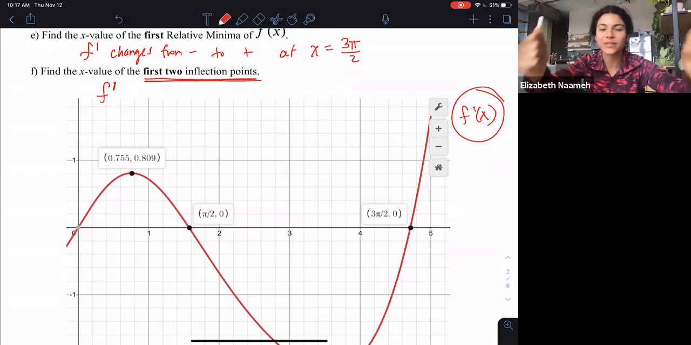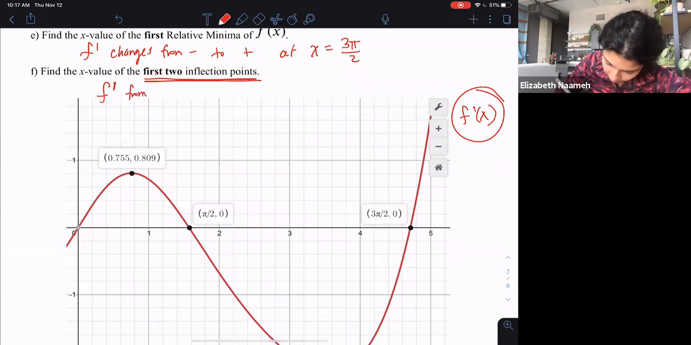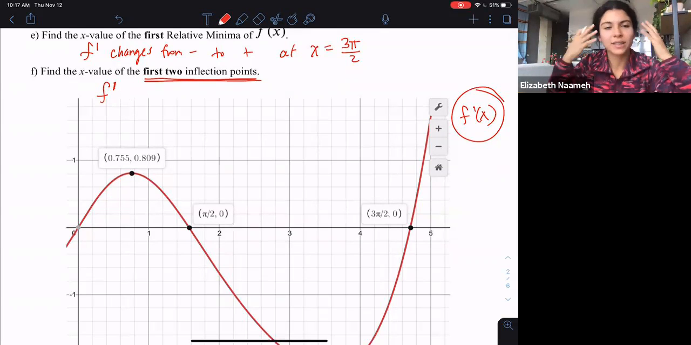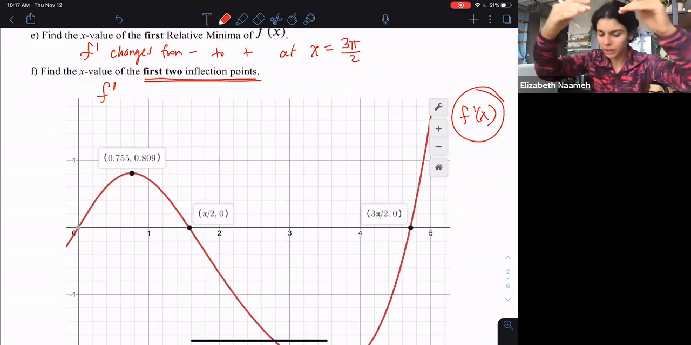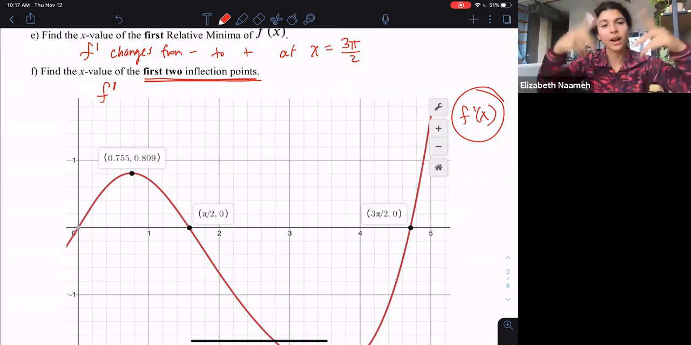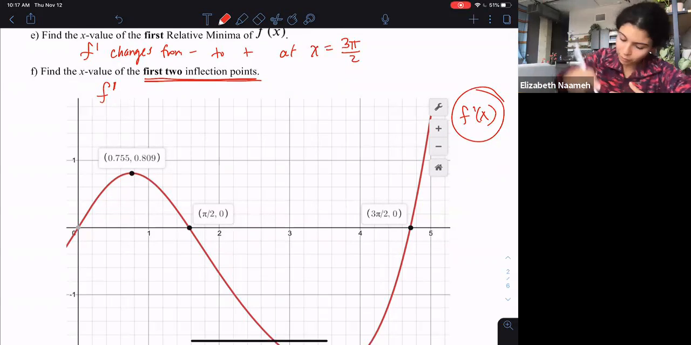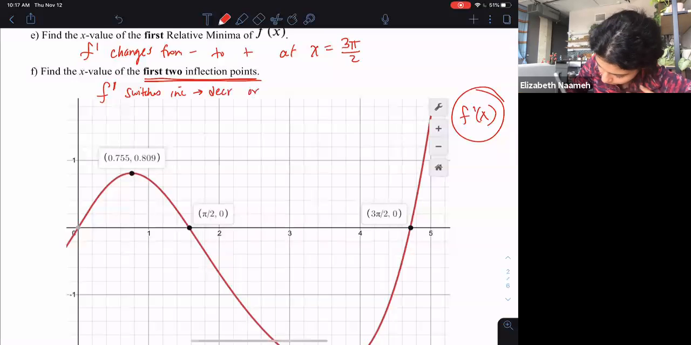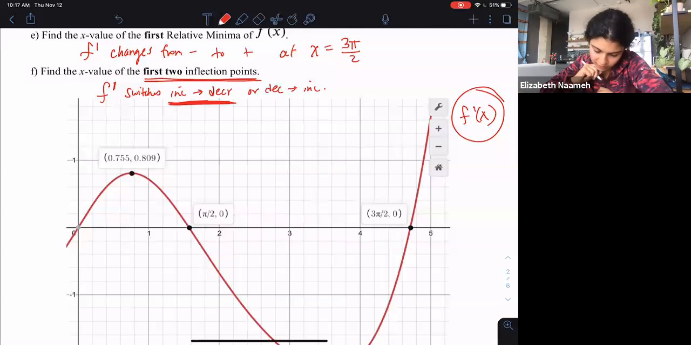F prime switches from decreasing to increasing. This isn't something you're going to figure out, because inflection points work on the double derivative. It's where f double prime equals 0 and switches signs. But you memorize it also means f prime switches from increasing to decreasing, or the other way around. So let's first focus on where f prime switches from increasing to decreasing.